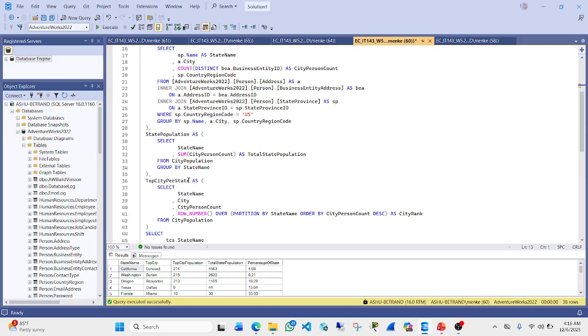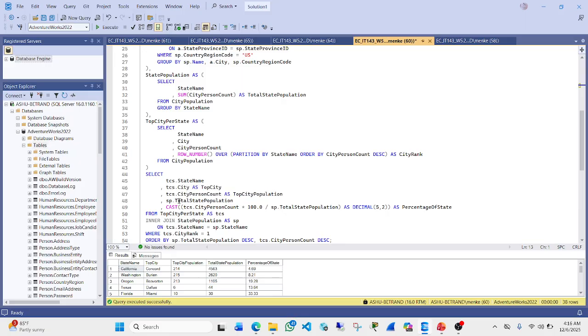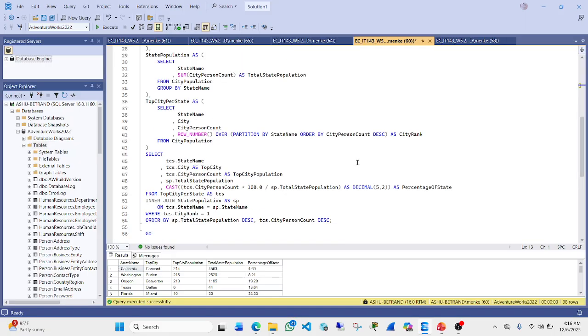So now we use the join, right? We use the inner join to join all of them, to get the state name, the top city name, and the city population.